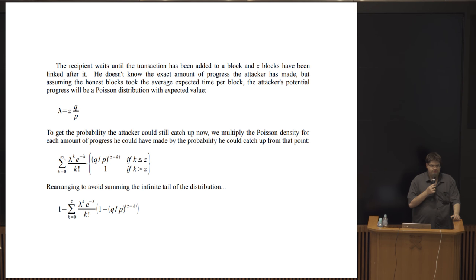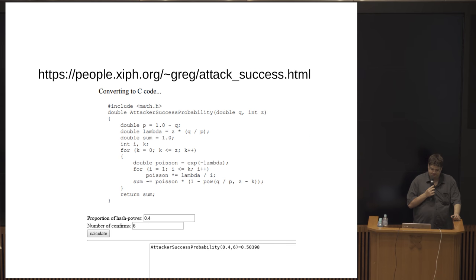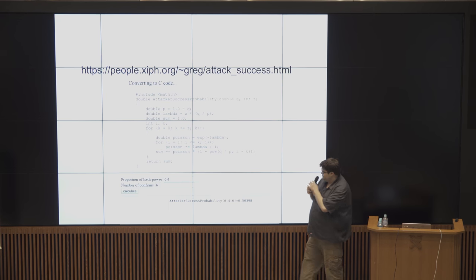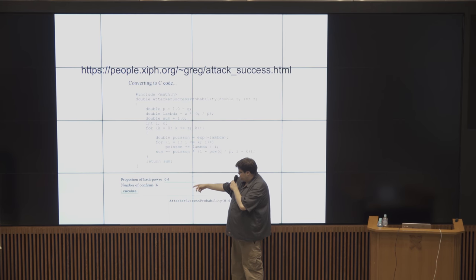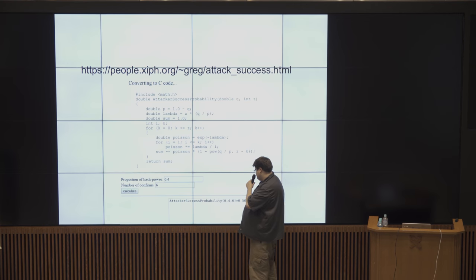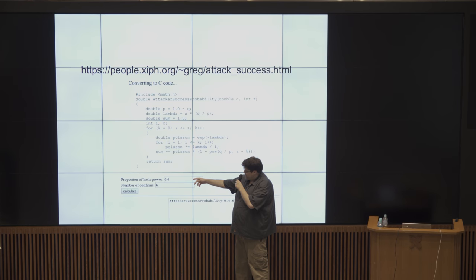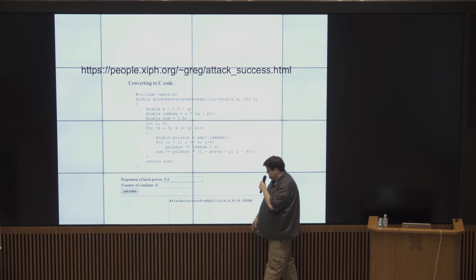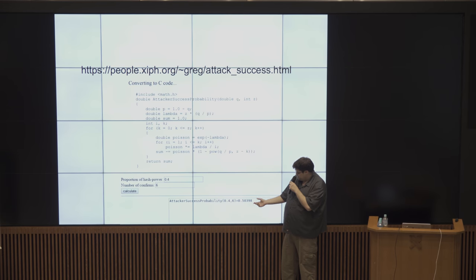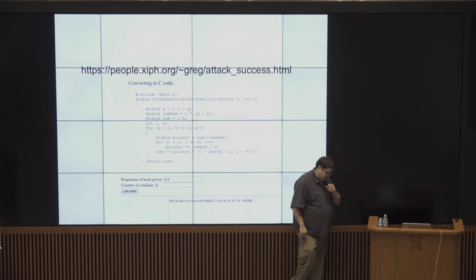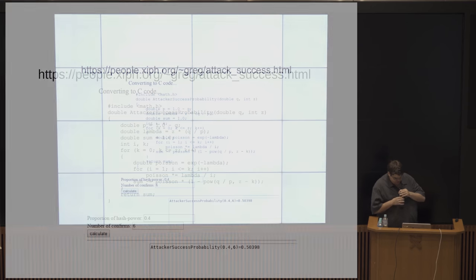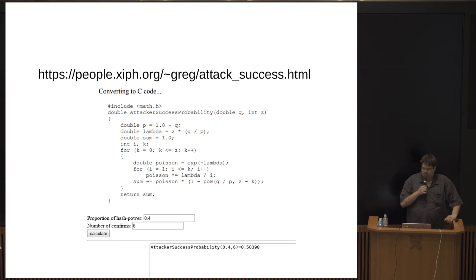And so on and so forth. I'm not going to go through the math, but there's, in fact, an implementation of it, and you can go and type into a form online, and there are fields. If your attacker has 40% of the hash rate, and you're waiting six confirmations, you can calculate the attack success probability as, in this case, 50% probability of you winning and being able to get a different block into the blockchain instead of the one that was previously, partially confirmed.